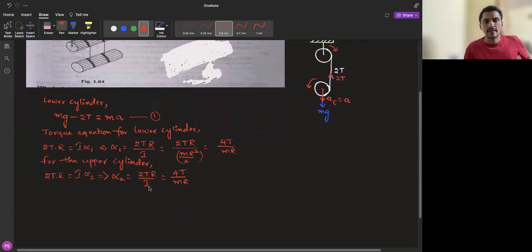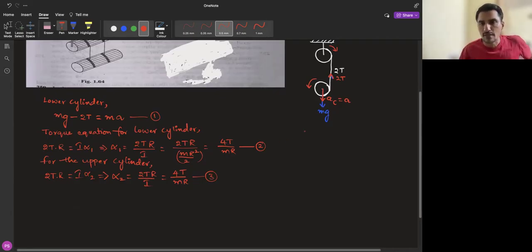Now, again, we have got the alpha 1 value, alpha 2 value, as well as this is equation number 2, alpha 1 value, and alpha 2 value is equation 3. See, we have got 3 equations. We don't know what is alpha 1, what is alpha 2, and what is tensional force, right? And acceleration.